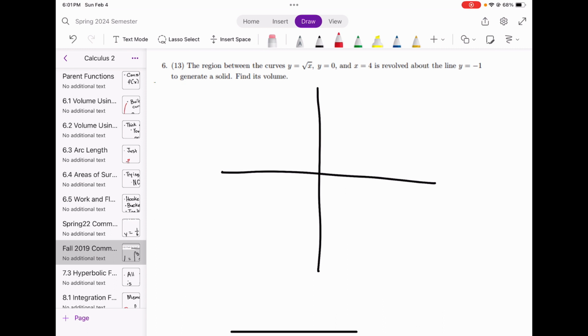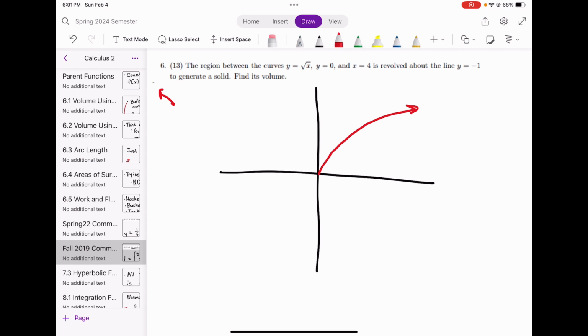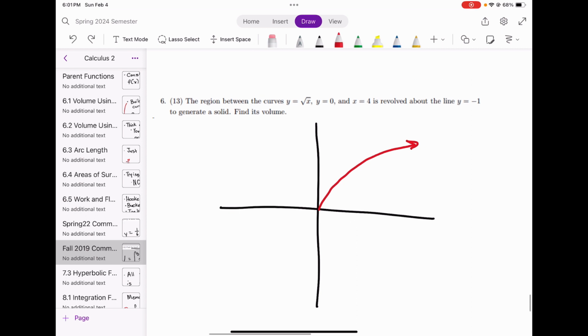Okay, so I'm going to draw my graph again. Y is equal to square root of x, so that looks like that. By the way, if you don't know this, I recommend you look at your parent functions. That's pretty important because it will help you immensely. Y is equal to 0, which is that area over here, and x is equal to 4, which is some area right around here. Is revolved around the line y is equal to -1.